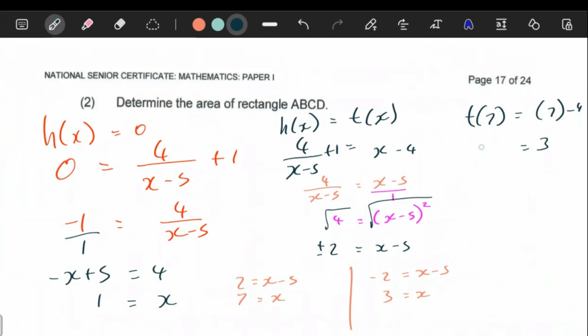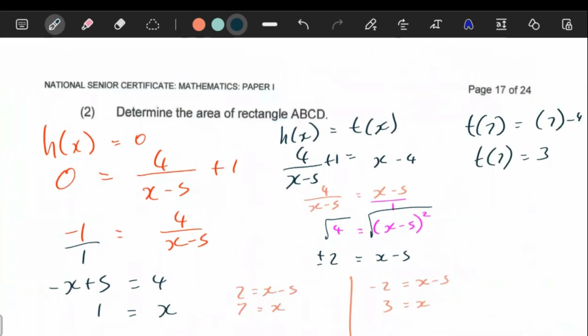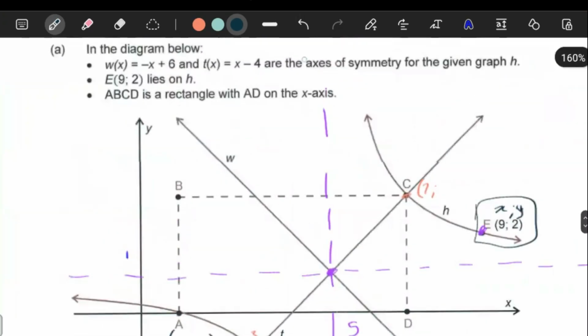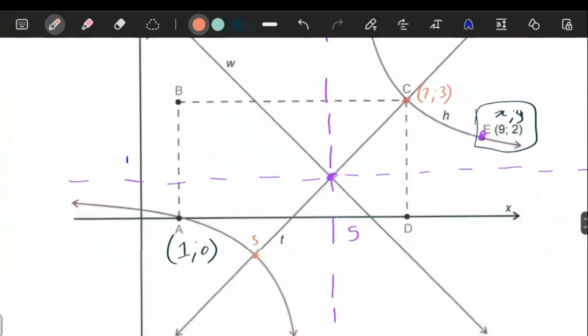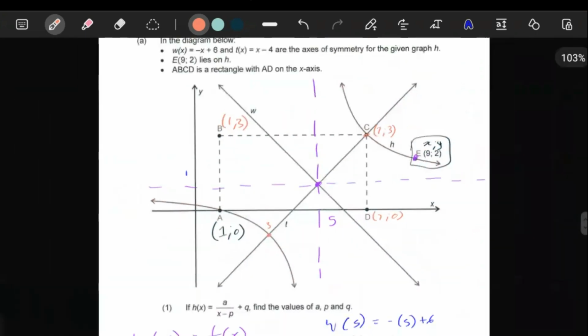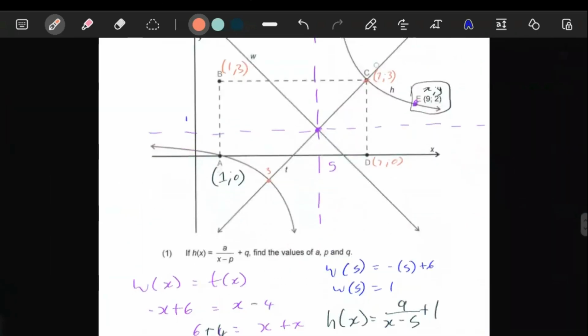We're going to have a y value of 3, which is good. So what you now know is the area is just the distance from here to there. Remember, if the x value here is a 7, the x value there is also a 7. If the x value here is a 1, the x value up there is a 1. If the y value here is a 3, the y value there is also going to be a 3. So we have dimensions for this rectangle just from A and C.